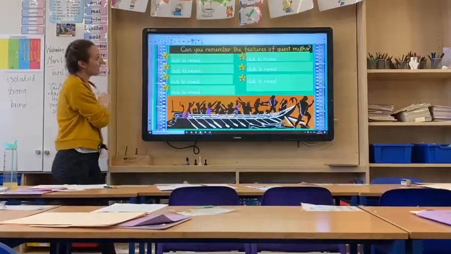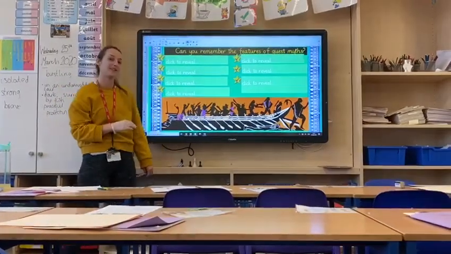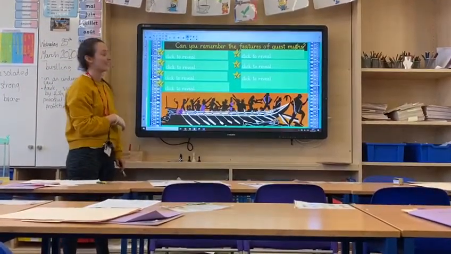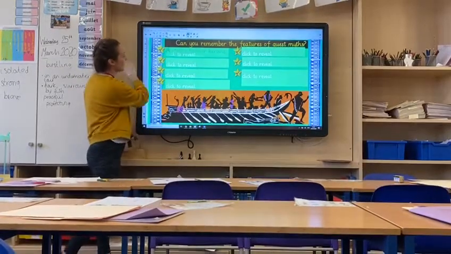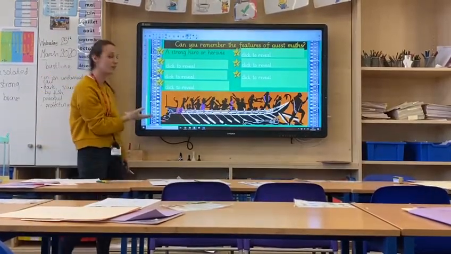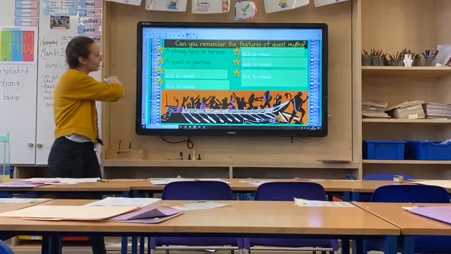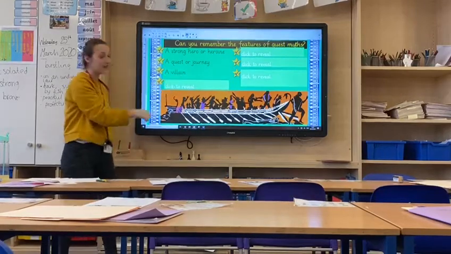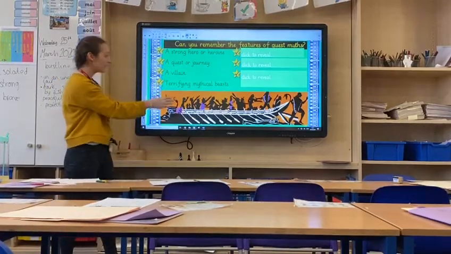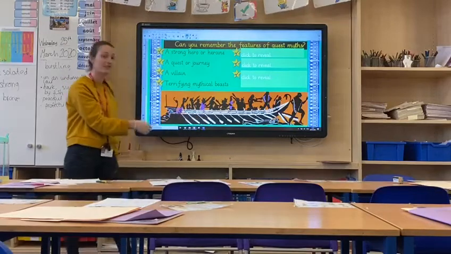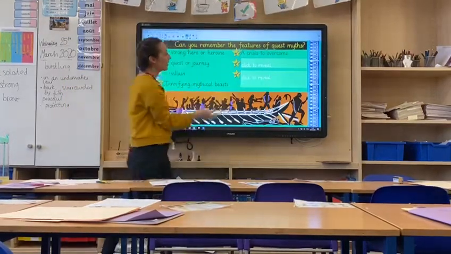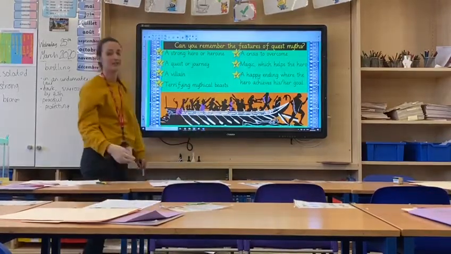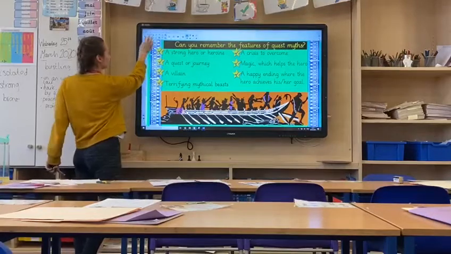So, can anybody remember the features of a quest myth? If you think you might be able to remember one, can you tell somebody in your house? Okay, let's see if you've got them right. A strong hero or a heroine. Can be a boy, can be a girl, doesn't matter. A quest or a journey, so they're going to have to go and do something as part of their mission. A villain, a baddie, terrifying mythical beast, that could be the one that you've already created in lessons. A crisis to overcome. Some magic, which helps the hero, and obviously a nice happy ending to end the story.